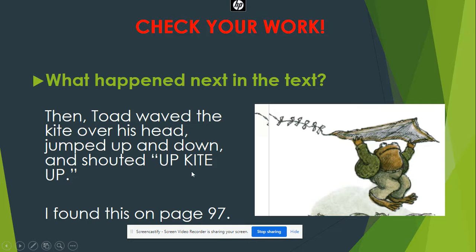All right, let's check your work. I wrote, then Toad waved the kite over his head. He jumped up and down and shouted, up, kite, up. Because why did he do that? He wanted to get his kite to fly.